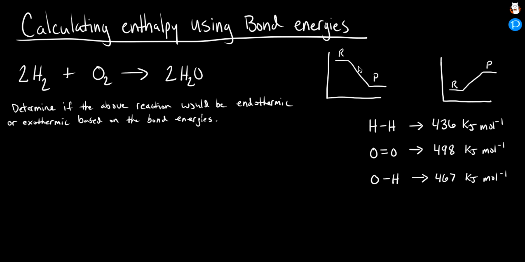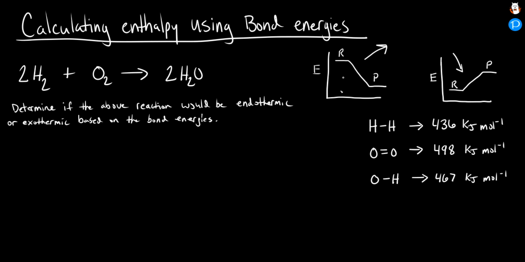So if we look at this graph right here, we see that our reactants are starting higher in potential energy than our products. And so we know that in that case, this process is going to release energy, and so it would be exothermic. The reactants would have to release energy overall. But in this case, we see that the reactants are starting lower in energy, and the products are ending higher in potential energy, and so we would have to put energy into the system in that case, and so endothermic. But how do we get that?